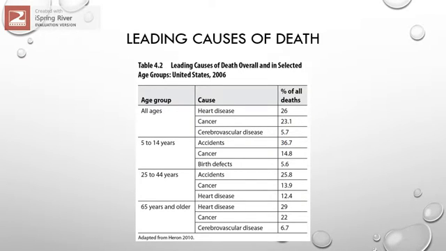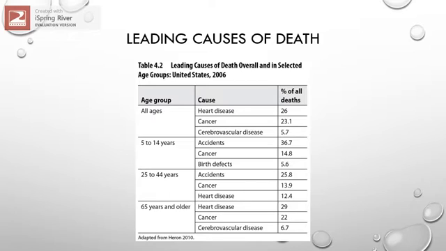So everybody dies of something. What do they die of? It depends on their age. But if you group everyone together, all ages, heart disease is the number one killer. 26% of all deaths are from heart disease, followed by cancer, and then cerebrovascular disease. That is, the cerebrum refers to the brain, vascular to the blood vessels. So this is essentially a stroke.